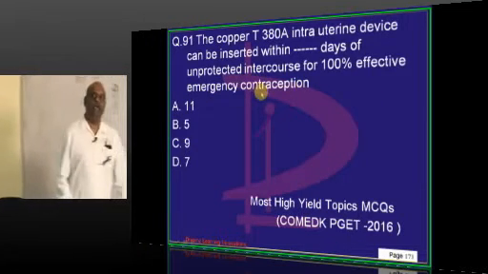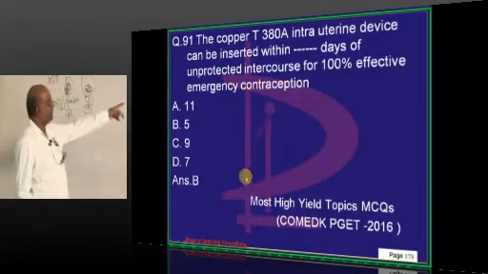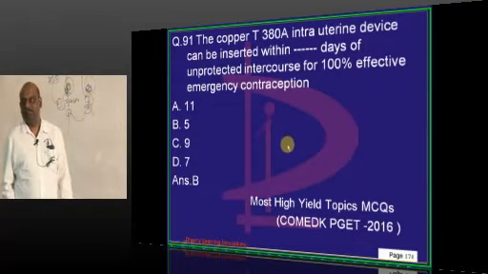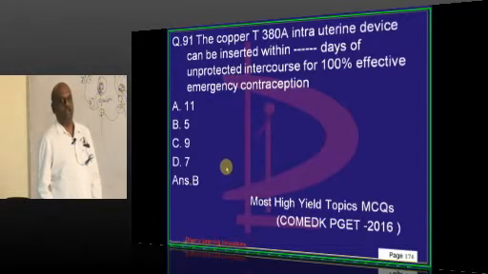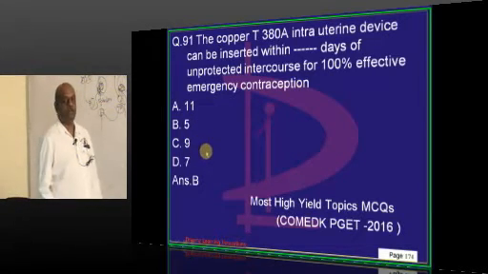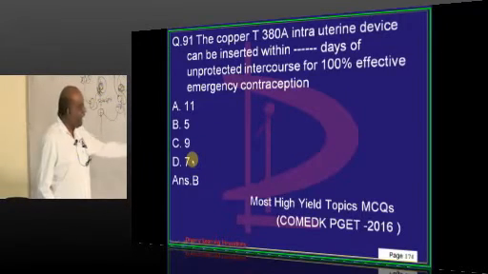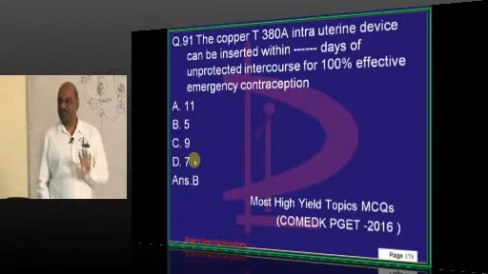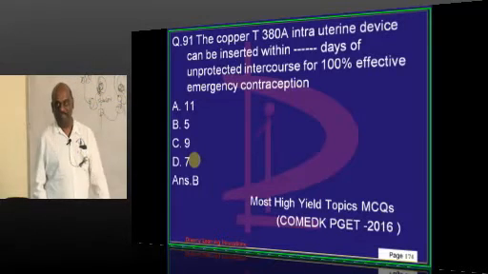Copper T, within how many days can you insert it? Emergency contraception is a favorite, high yield topic in gynaecology. So you should without mistake straight go and label 5. Don't say that I guessed between 5, 9, 7. I had a lot of struggle. Ultimately I boiled down on 7 because 7 is Sapta Maharshis. I thought that's a good number. Saptami is a good day. So I ended up in 7. Oh, you should not say that at the end of the exam. Right? 5 days is the time until which you can insert a copper T.